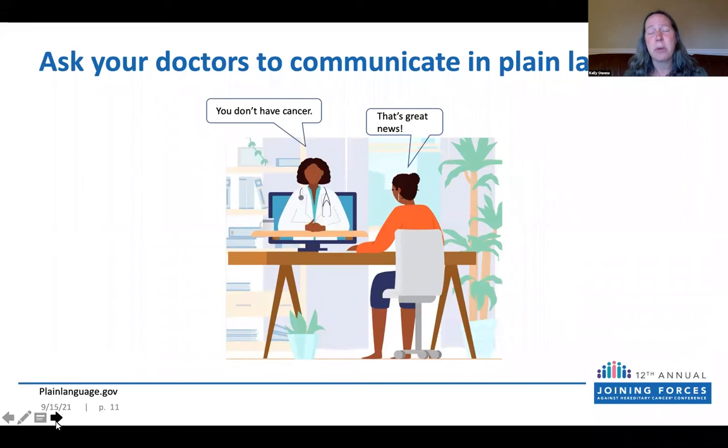So anytime you encounter a situation where the language or jargon is getting in the way of your understanding, stop your doctor and ask them to explain in simpler terms or put it in different words. That is something that they're going to be striving to do and may not always know when they've said something that's confusing.